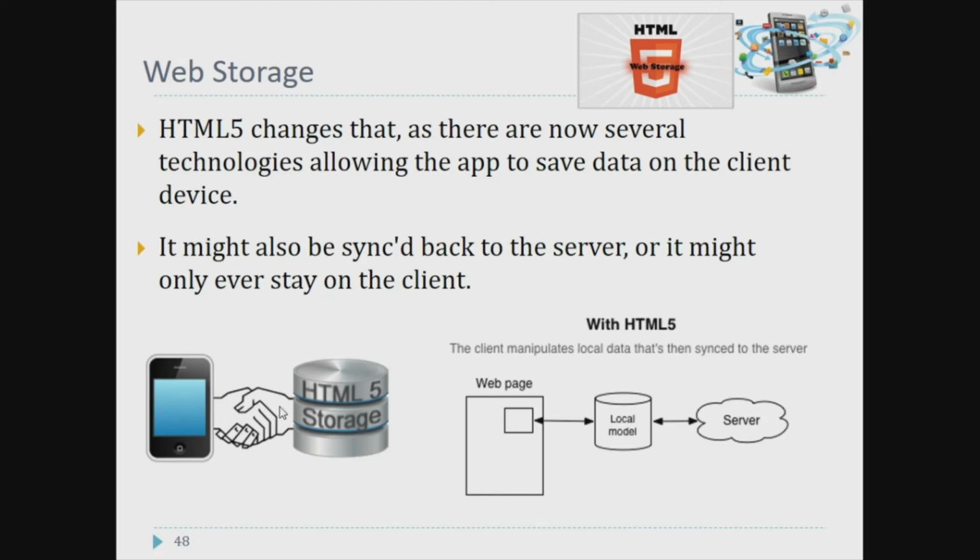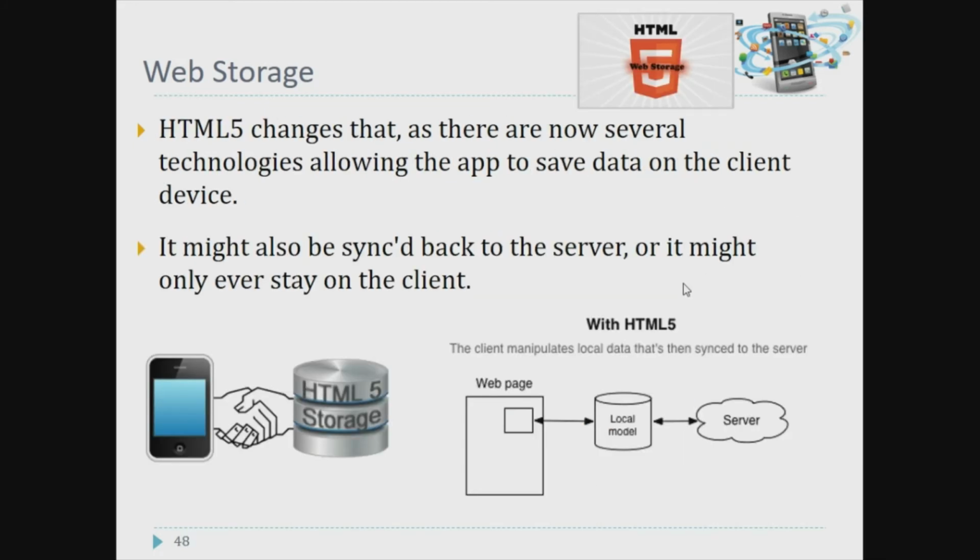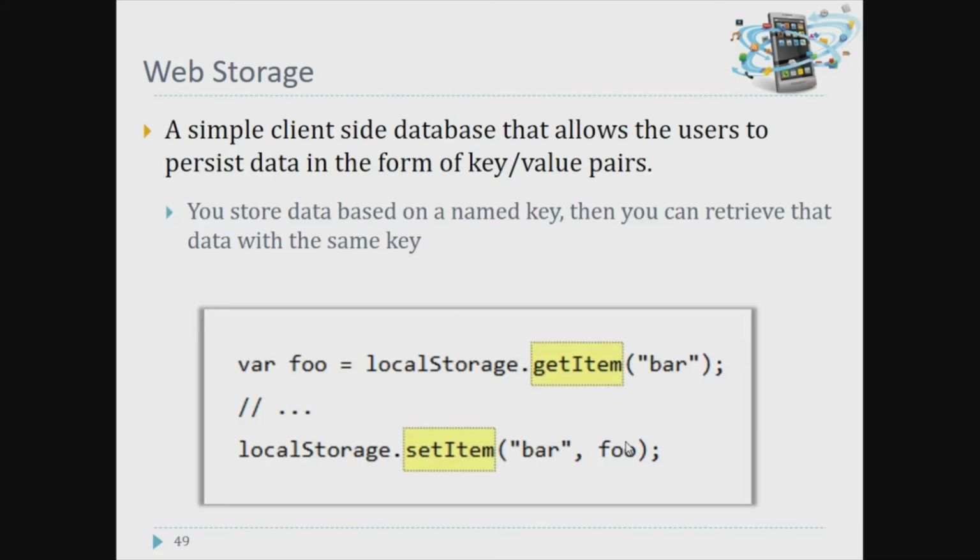It's just saved on the client side instead of saved at the online server. So we have the local model and server. This one is the web page. So you can save at the local storage, a simple client-side database that allows users to process data in the form of key-value pairs. Okay, something like this one.